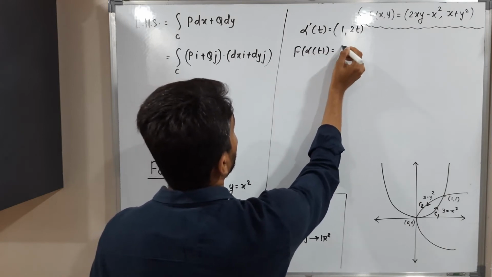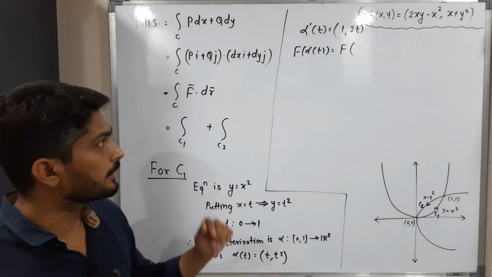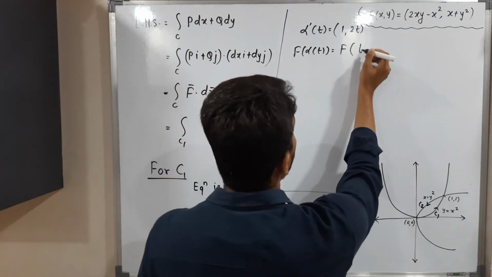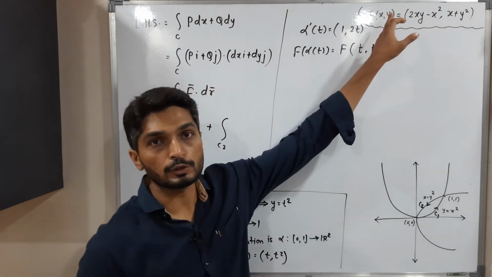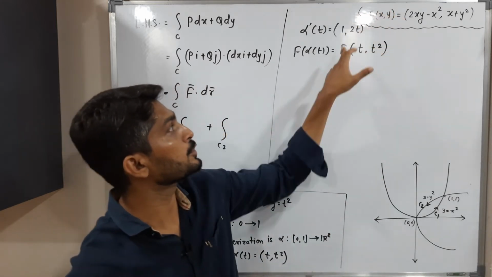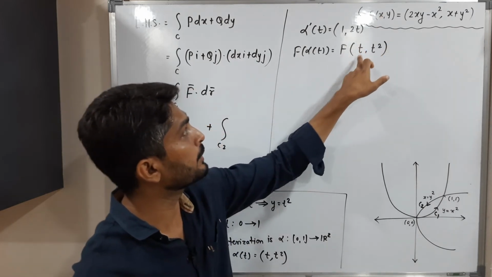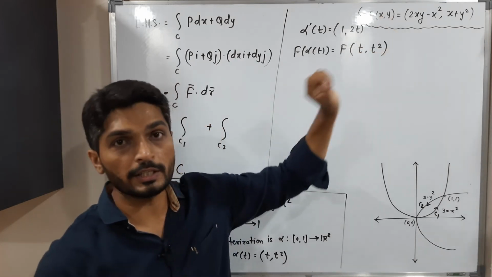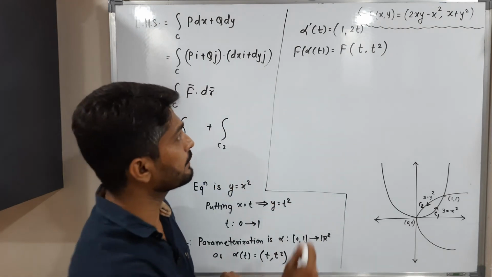F of alpha of t. Let me put this alpha of t there. So it is t comma t square. This is the given definition of f. I am going to use this definition to find its value. If you compare, you can easily see x is equal to t and y is equal to t square. So in the definition also, I will put x is equal to t and y is equal to t square. Let us see what will happen.